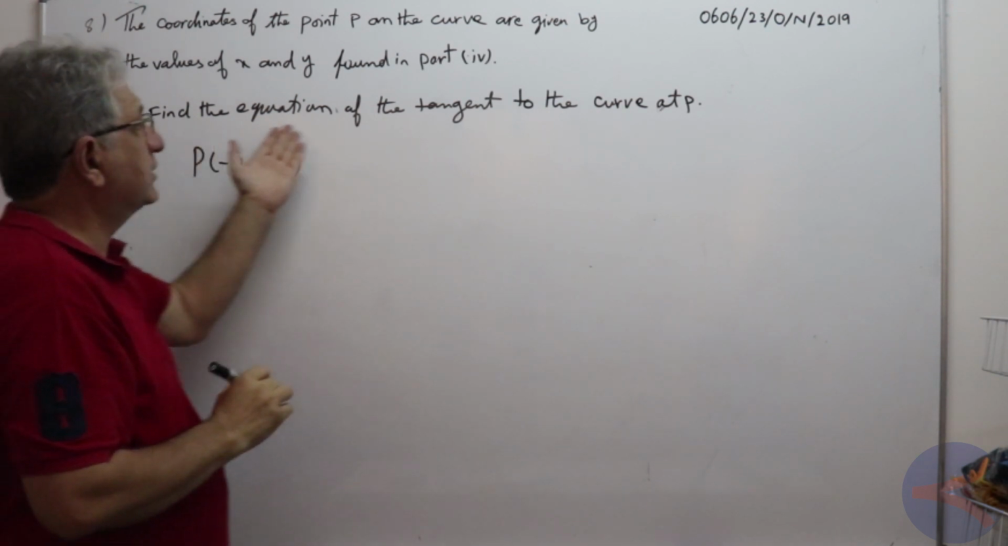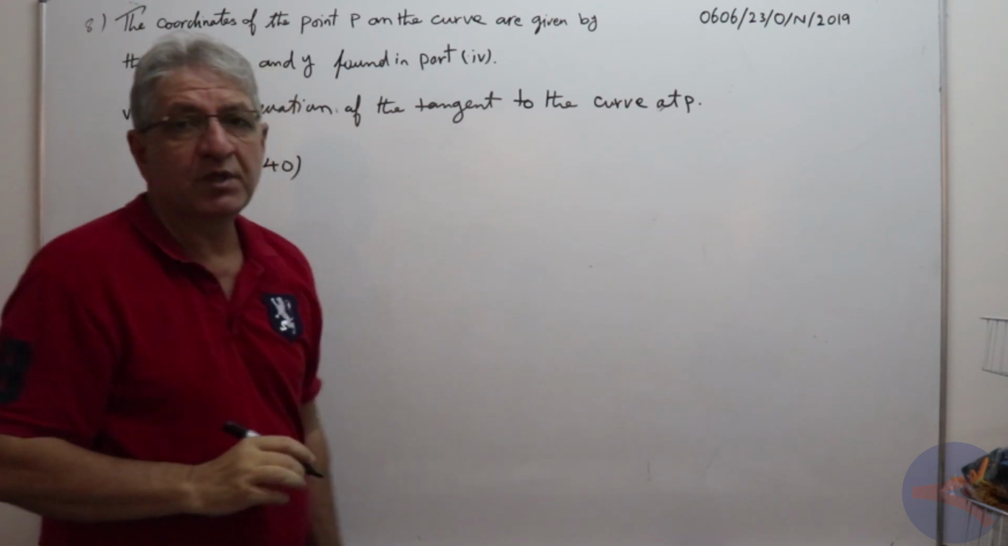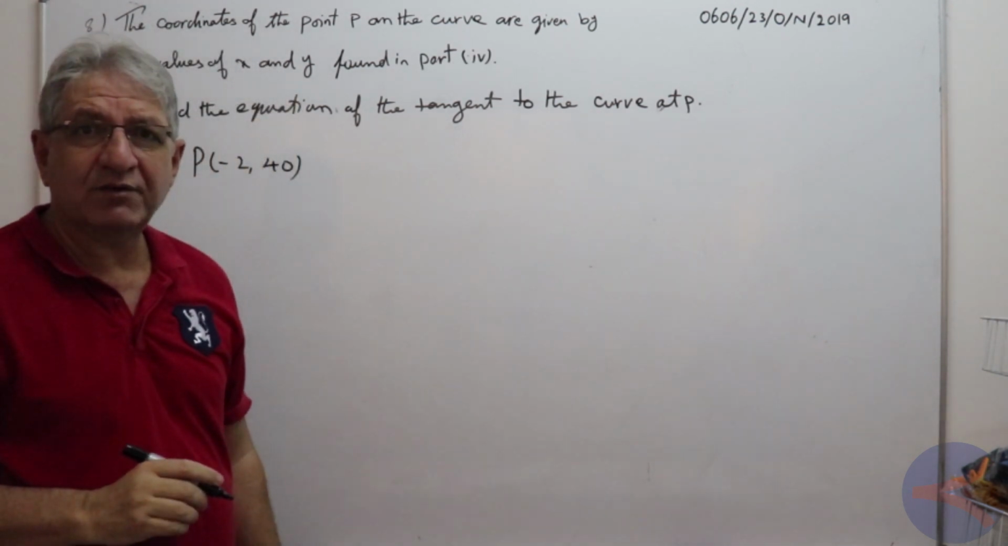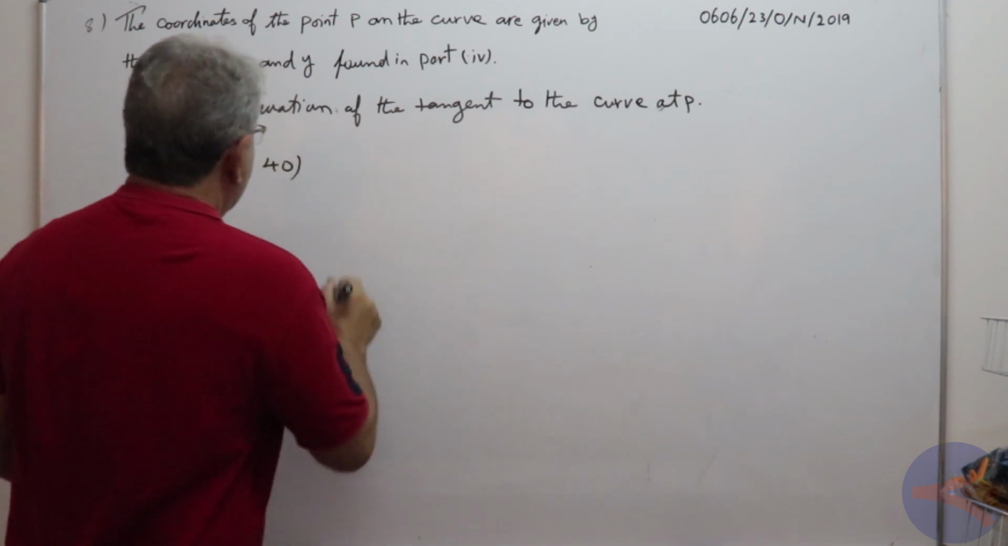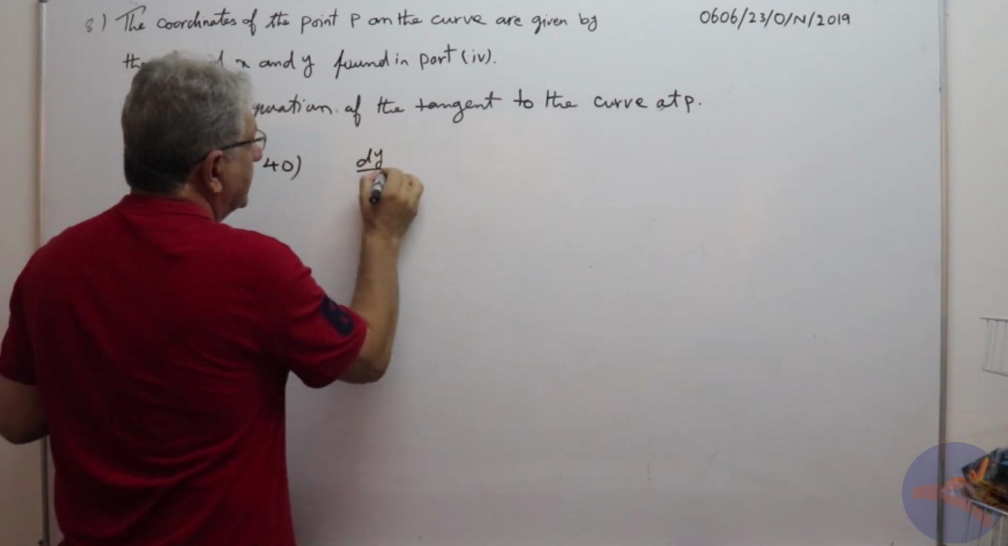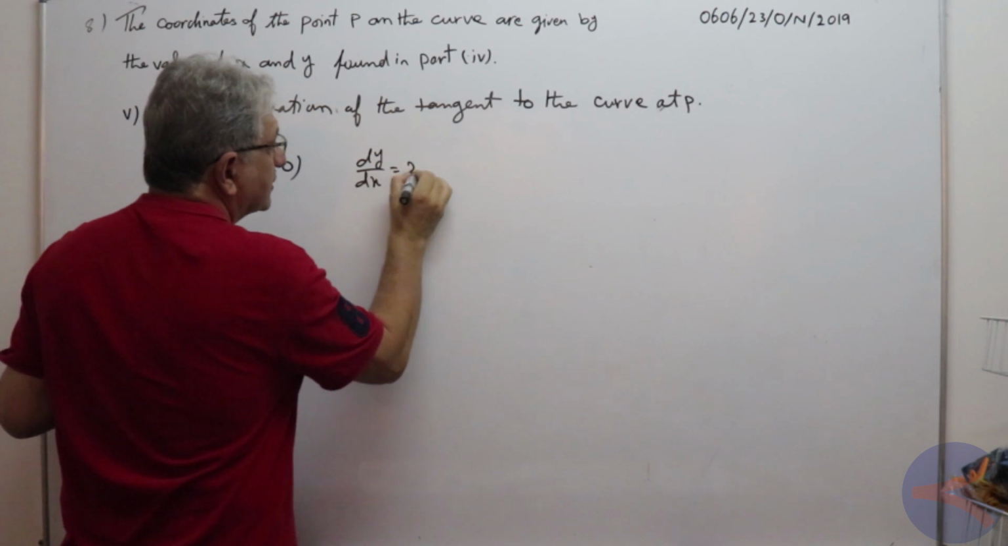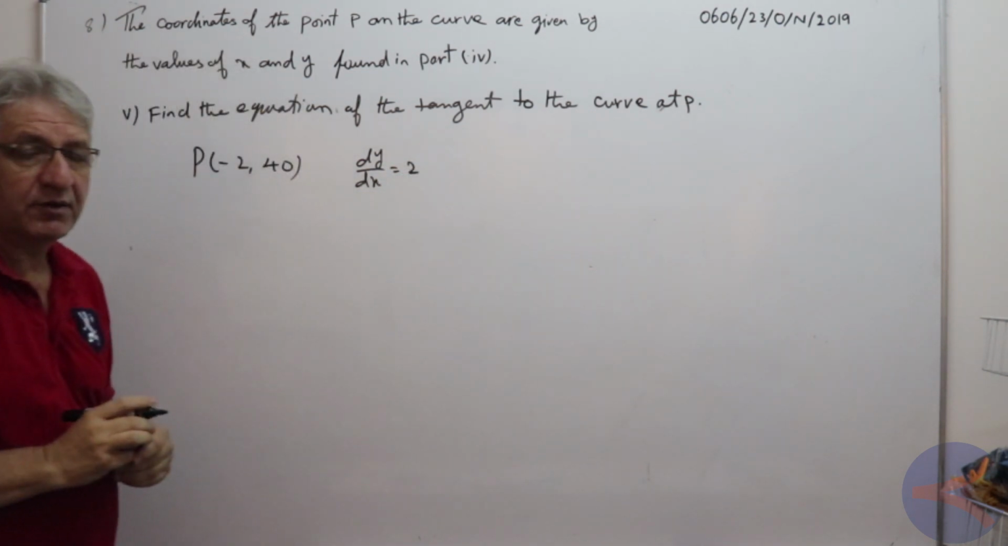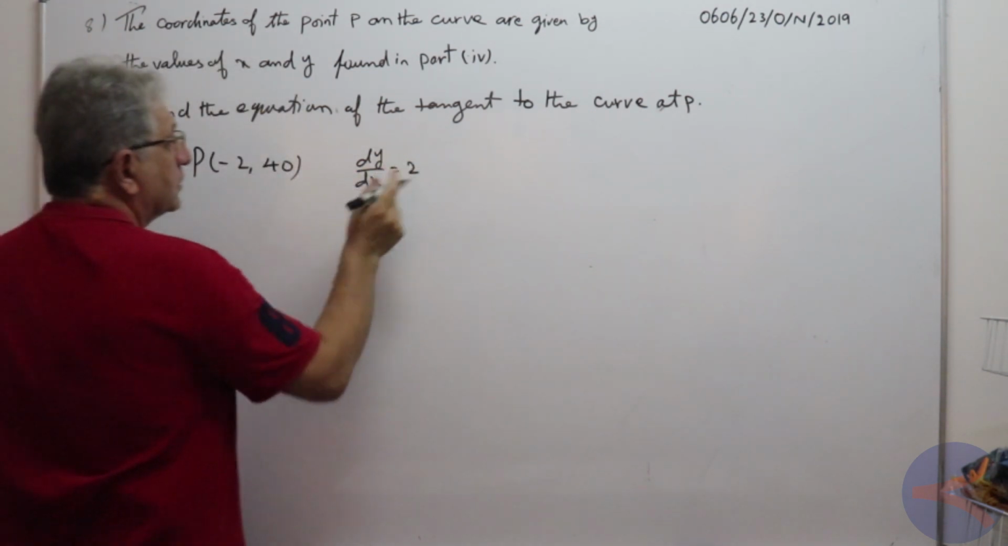Now he's asking us to find the equation of the tangent of the curve at P. We know that the gradient of the curve at this point, dy by dx, was actually how much? dy by dx was equal to 2. It was given in the question itself. Therefore, our m is 2.